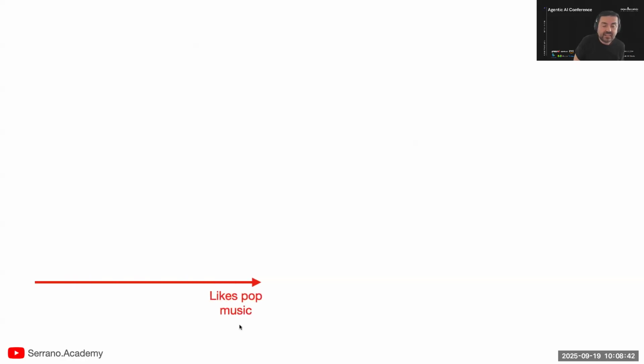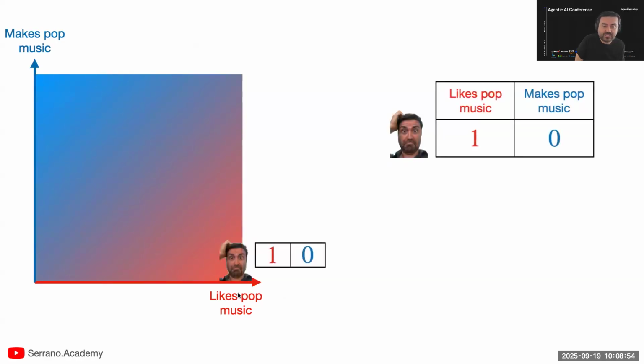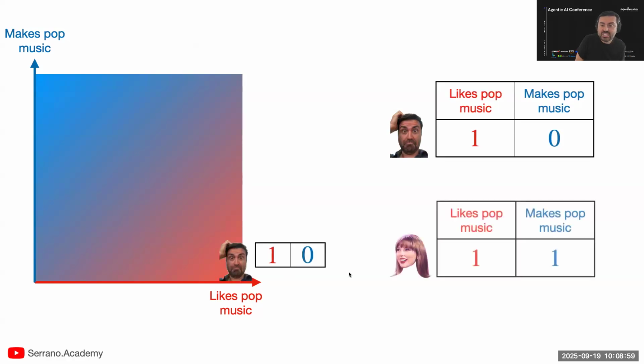In my embedding, let's say that my embeddings are always very nice and optimistic. This one has two features. Do you like pop music? And do you make pop music? So where am I in this? Well, I like pop music, but I don't make it. So I'm at 1, 0, right? 1 for like, 0 for make. And she likes pop music and makes pop music. So she's a 1, 1.